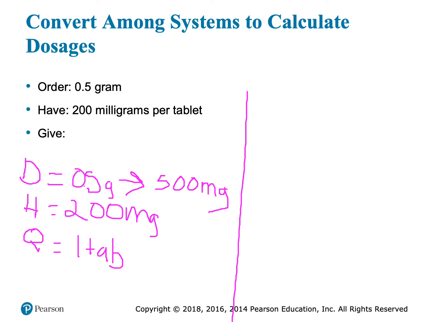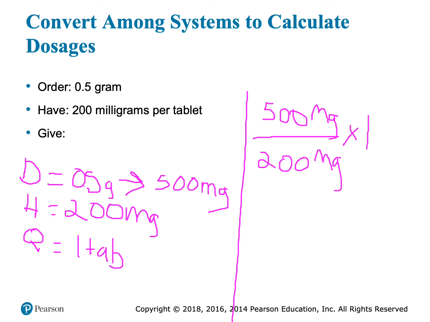Okay, so let's go ahead and set this up, right? We have our D over H times Q equals X. So our D is our 500 milligrams over our have, which is our 200 milligrams. And then we're going to times that by the quantity, which is 1 tab. I'm not going to write tab, but we should, equals X, right? How much medication we need to give.